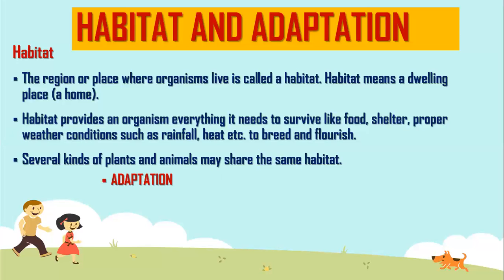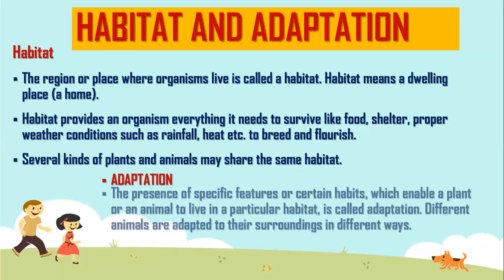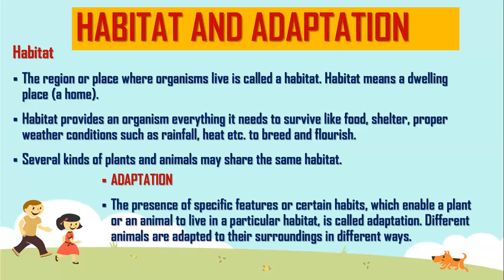Now the next term is adaptation. The presence of specific features or certain habits which enable a plant or animal to live in a particular habitat is called adaptation, right? So there may be specific features or certain habits which help an organism to live in a particular habitat. So it has adapted itself according to its natural home.